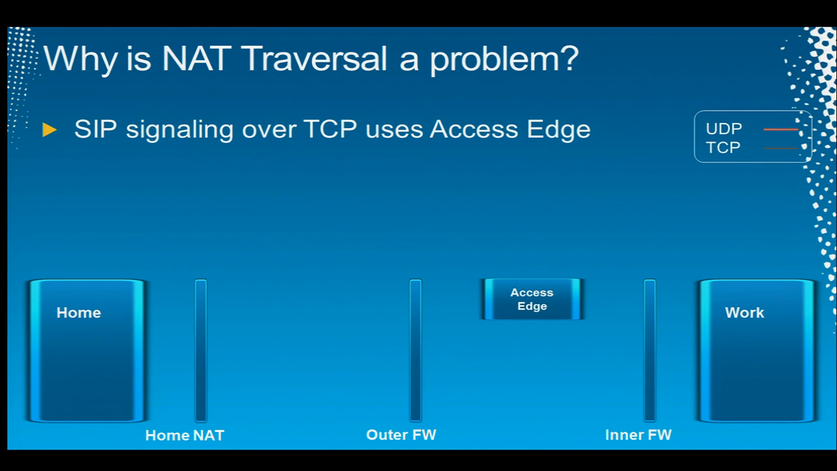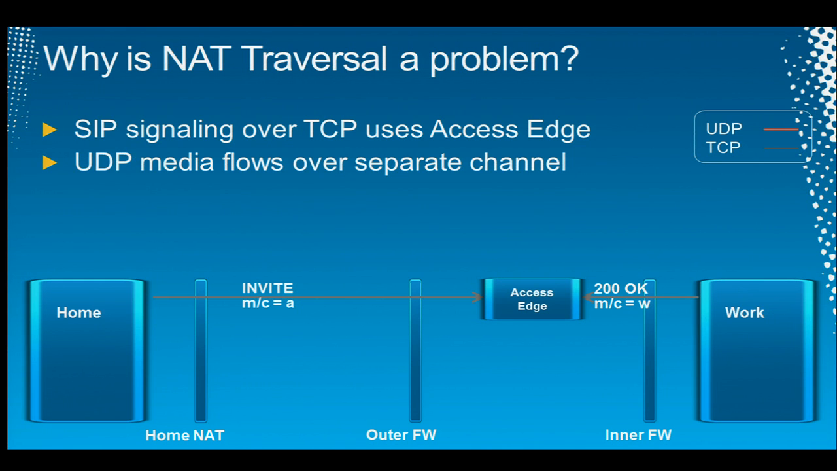So that's my plug. All right, so signaling. SIP signaling over TCP uses the access edge. So what that means is for the signaling part of it, the edge server is basically comprised of 3 components: the access edge, the web conferencing edge, and then the AV edge. For the signaling part, it goes through the access edge, and you have the invite, and the port has to be open, and so you get the invite, you do a 200 OK, and you're good to go. The UDP media flow flows over a separate channel. So the actual audio signal goes through a different channel. And usually we want to use UDP.